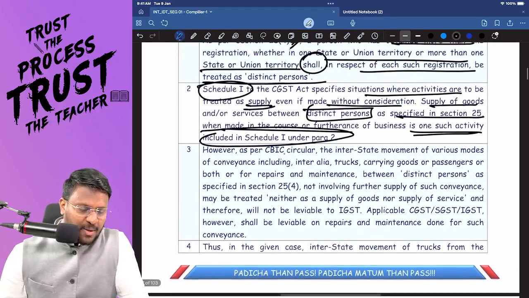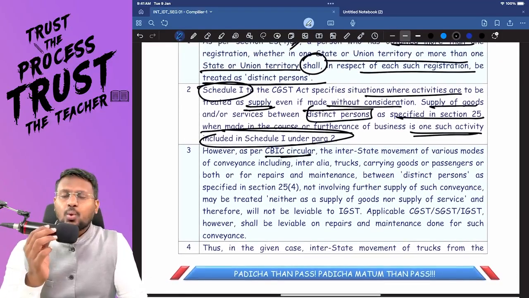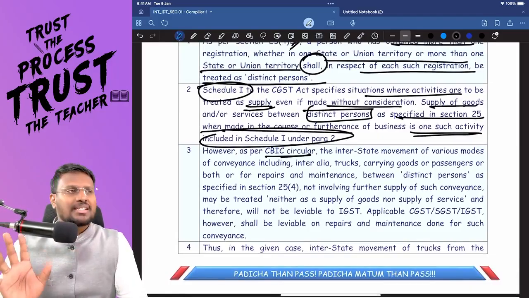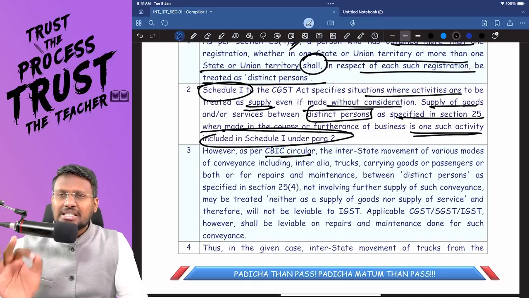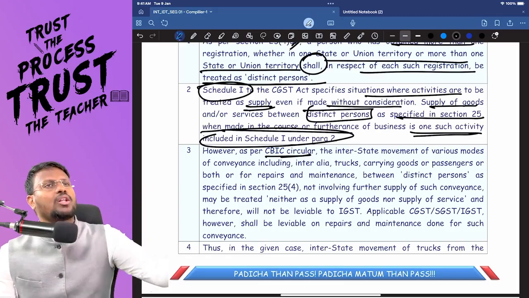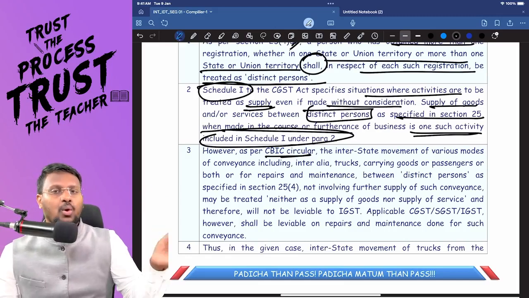However, as per CBIC circular, this circular we have not discussed in class. None of the circulars we will discuss in class. We will discuss the circular only if we do the workbook, because in order to understand that circular, you should know the law. Hello, sir.